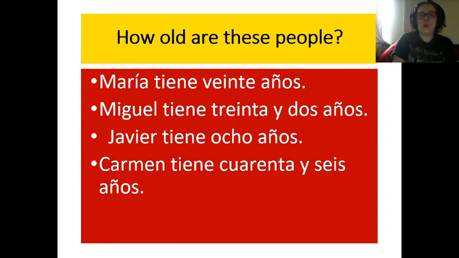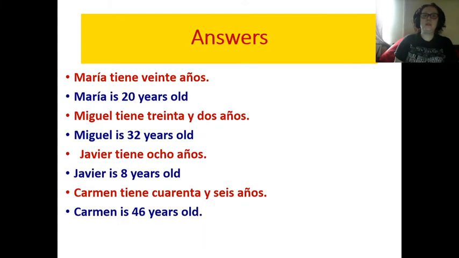Carmen tiene 46 años. So let's see how old they are. Maria tiene 20 años. Maria is 20 years old. Miguel tiene 32 años. Miguel is 32 years old.